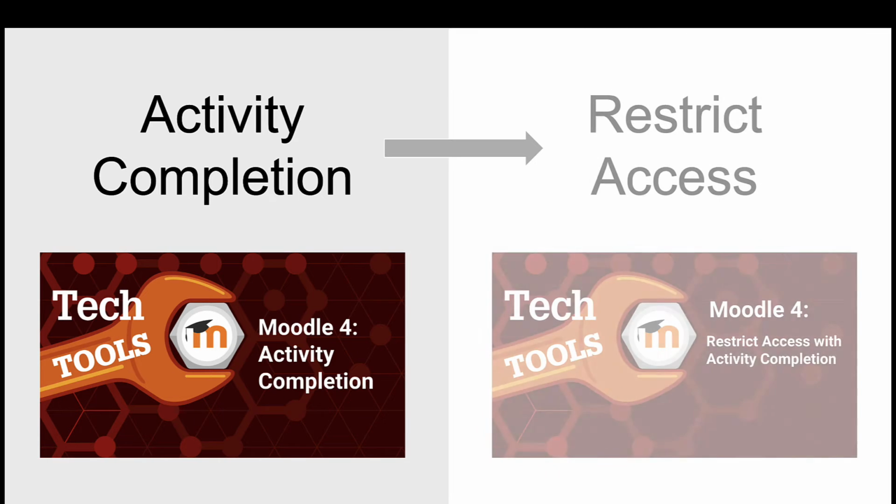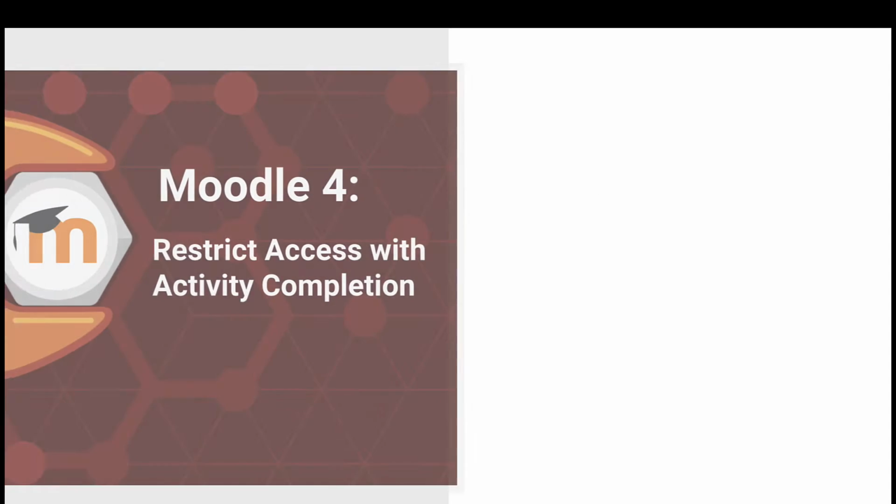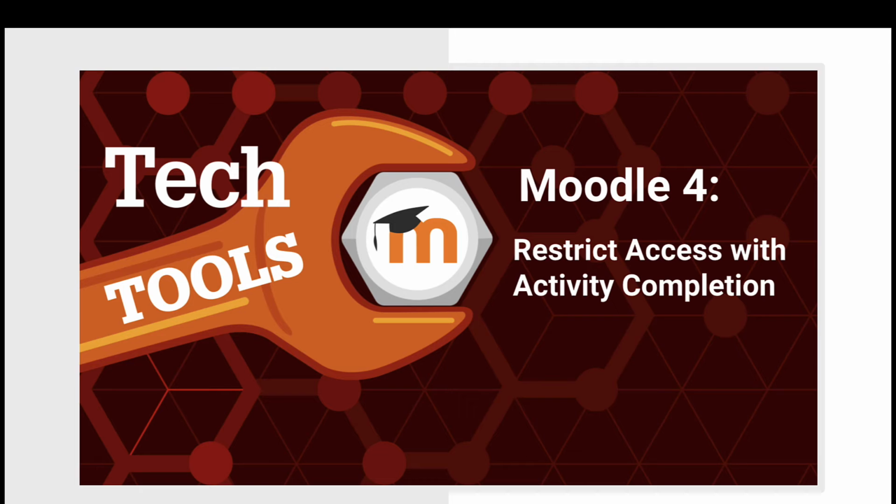You can also use activity completion in conjunction with a restrict access setting when you want to make sure students complete a previous activity in order to progress through the next course materials. For more information on restrict access, check out the link in the description box.